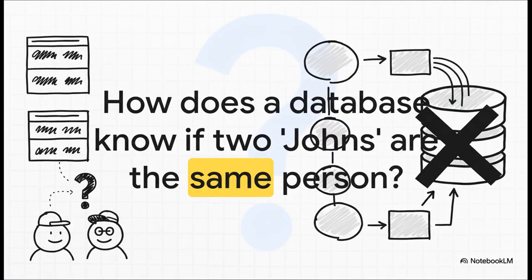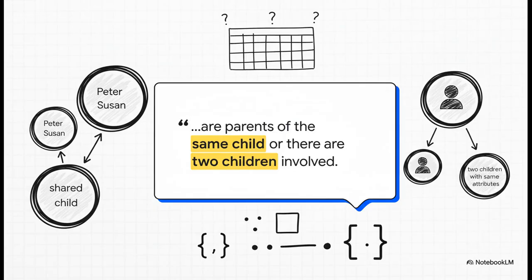This is such a classic data headache. In a normal table, if you've got two rows and they look exactly the same, same name, same age, same town, the database might just think they're duplicates, even if they're two totally different people in the real world. This quote absolutely nails the problem.